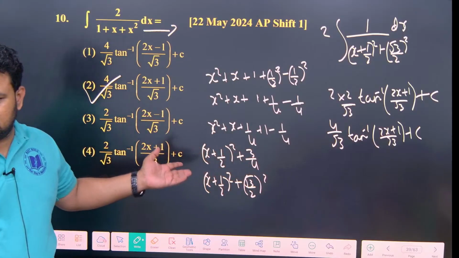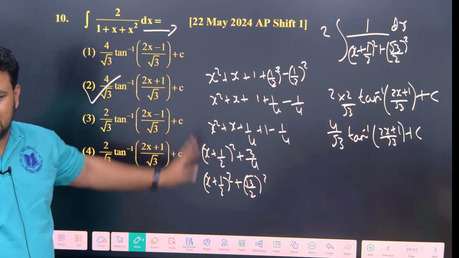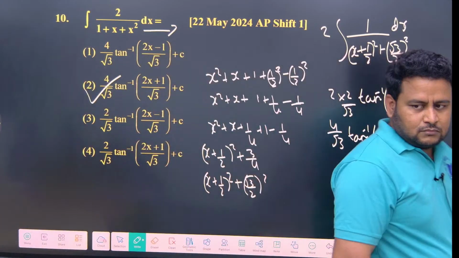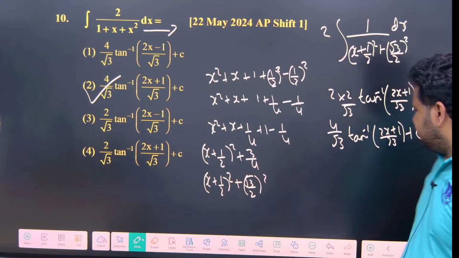Okay, clear, understood. But you have to bring it to this form, that is the completing the square method. If you want, you can write this down. Just write down the method, that's enough, you will be able to solve.